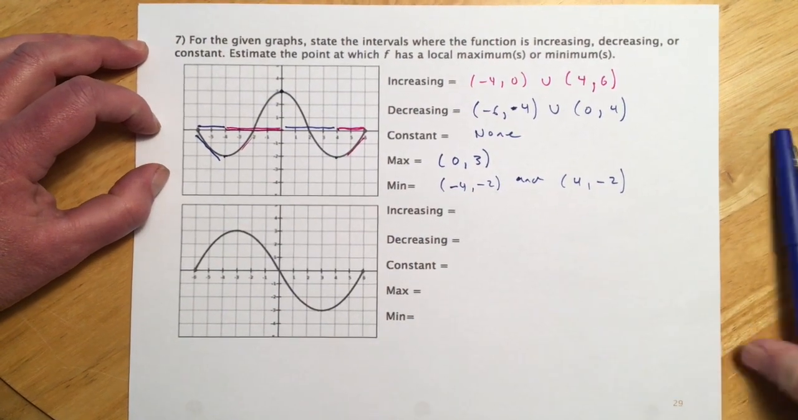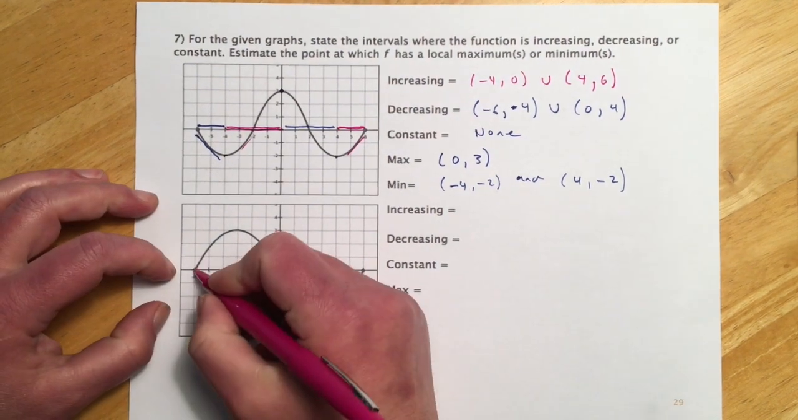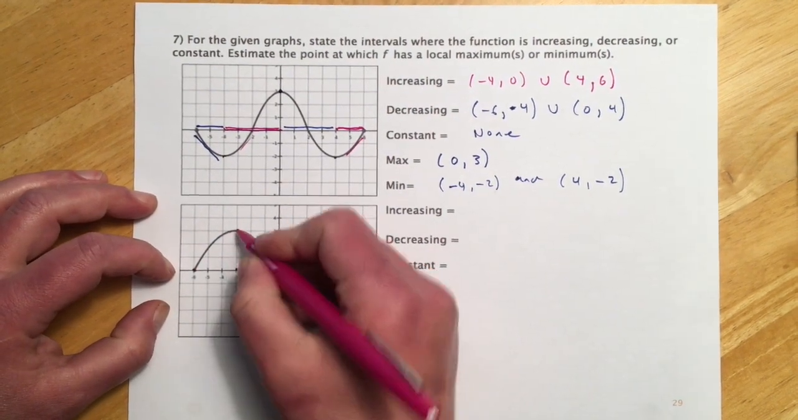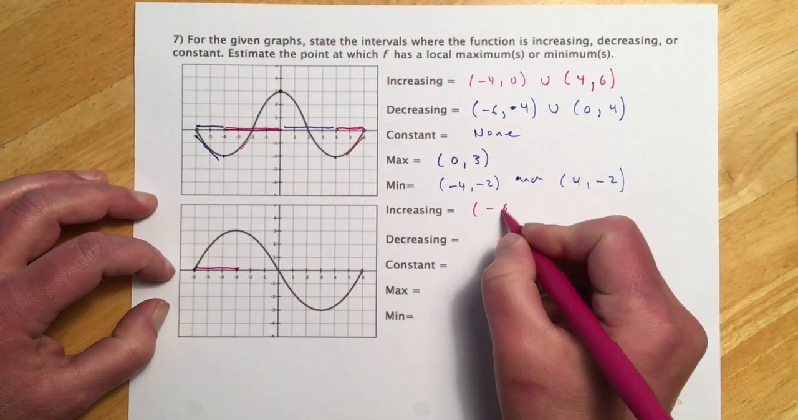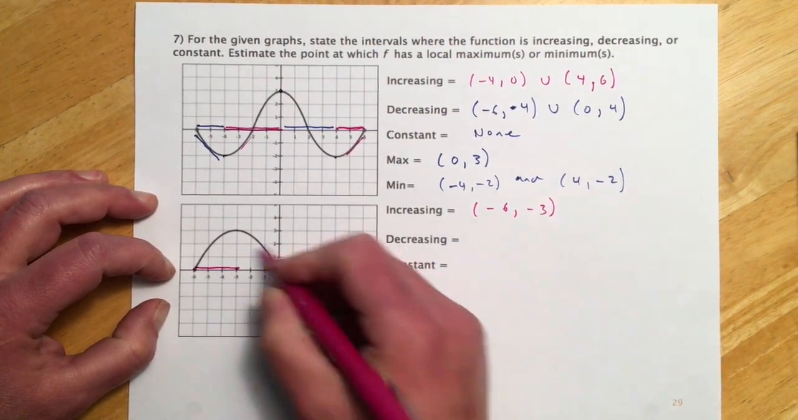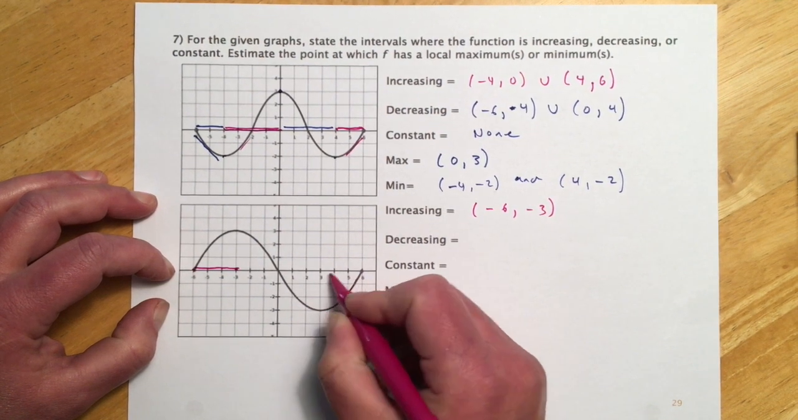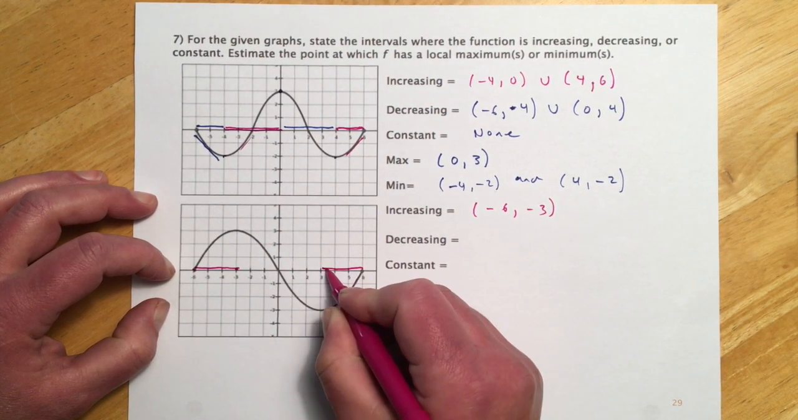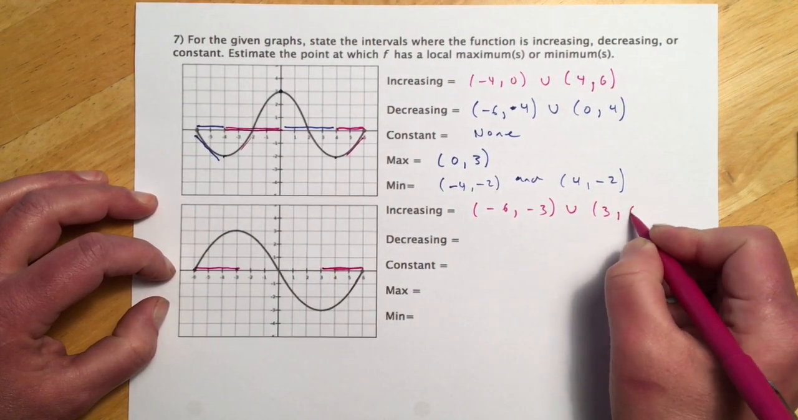And then for this one, let's see, we're increasing from here to here. It's right there. So that's from -6 to -3. And this is all decreasing, bottoms out here, starts coming back up. And so, right there, union 3 to 6.